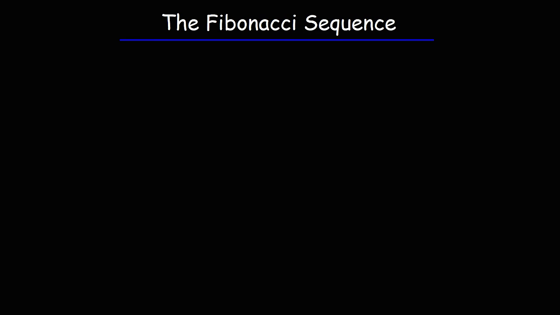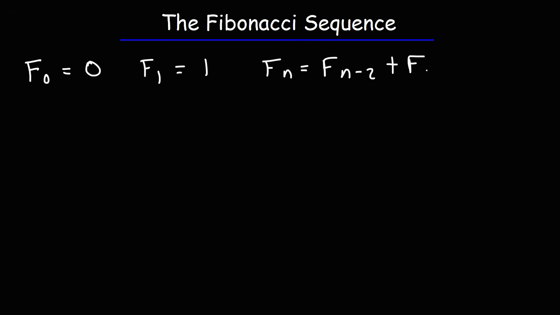In this video, we're going to focus on the Fibonacci sequence and the golden ratio. So let's talk about the Fibonacci sequence first. The first term in the Fibonacci sequence is 0. The next term is 1. And each successive term is going to be the sum of the previous two terms. So F_n is going to be the sum of F_(n-2) and F_(n-1), where n is equal to or greater than 2.